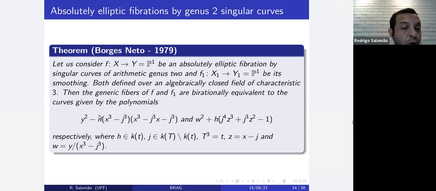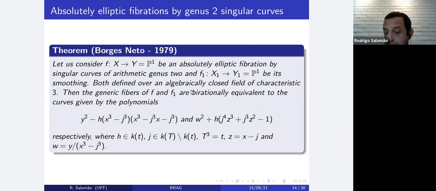Okay, so as you can see here, we have a Weierstrass form here. So we are actually in the case of elliptic fibrations. Okay, and here h is a rational function in small t, J is a rational function in capital T, okay, but not in small t, where capital T is a cube root of t, and Z and W can be given by these expressions in function of X, Y and J, okay? It's nice to observe here that this J is exactly the j-invariant of the elliptic curve given by this Weierstrass form here, okay?